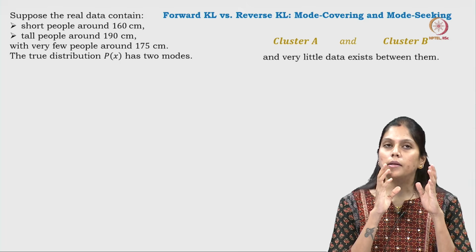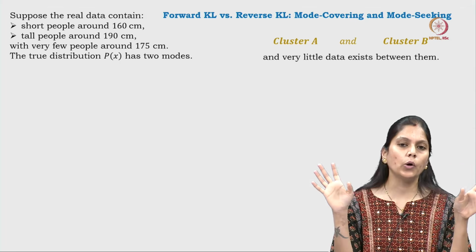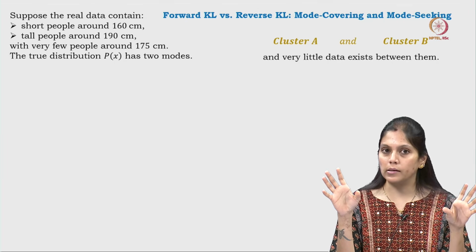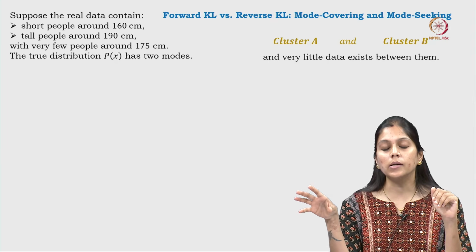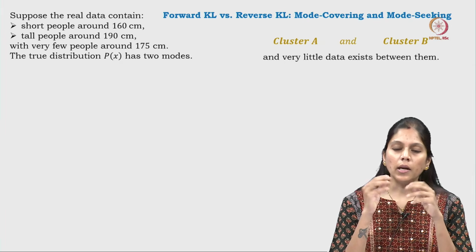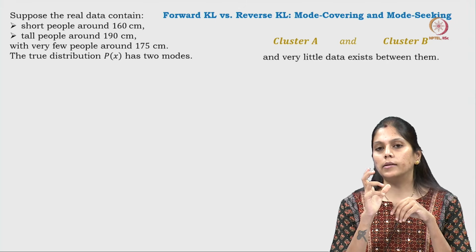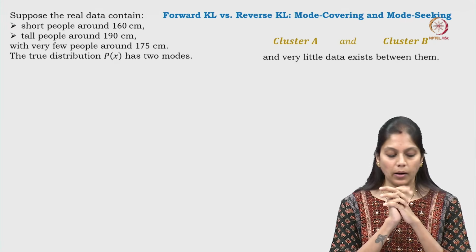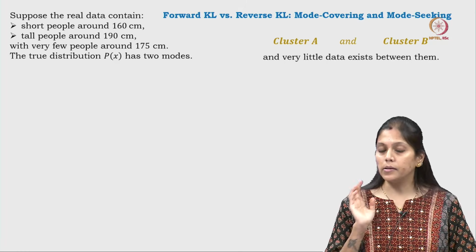Now, for this data set, if you have to visualize this, is it not clear you have two clusters? One cluster is where the samples belong to 160 centimeters. The other cluster is where we have 190 centimeters tall. In between, there are very few samples, and in between these two is that 175. Okay. Let us try to understand what forward and reverse are for this scenario.